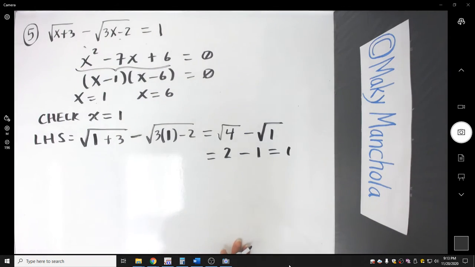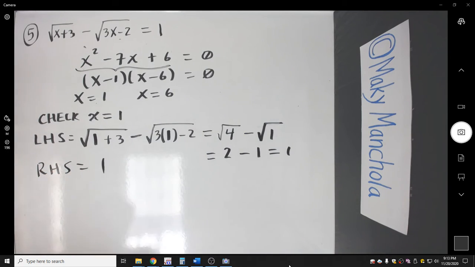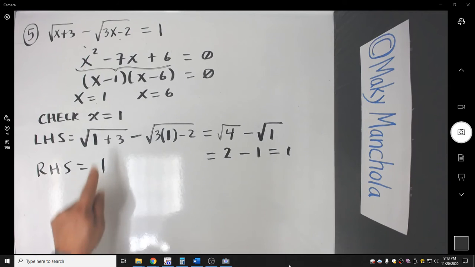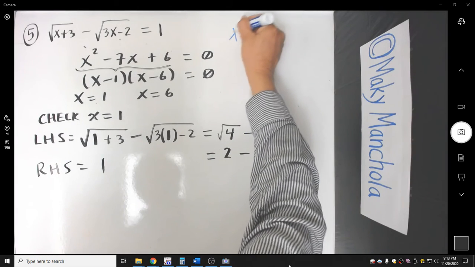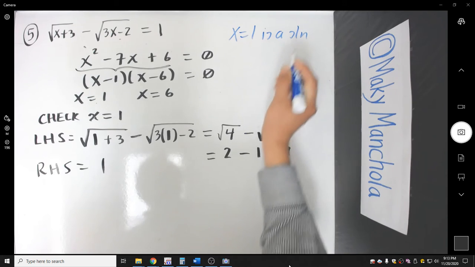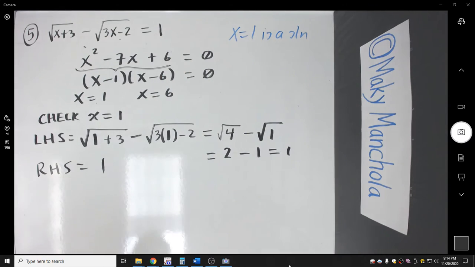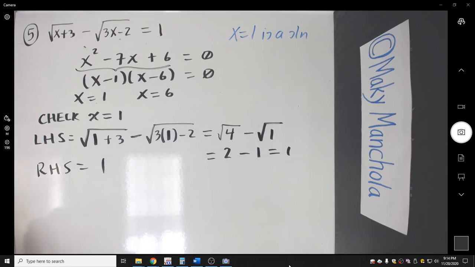So when x equals 1, my left hand side is 1. Observe that that is the same as the right hand side. In this case, we conclude that x equals 1 is an actual solution of our equation. So let's write it here. X equals 1 is a solution of our given equation. Okay, let's check now x equals 6. So let's make this space here to do that second check.